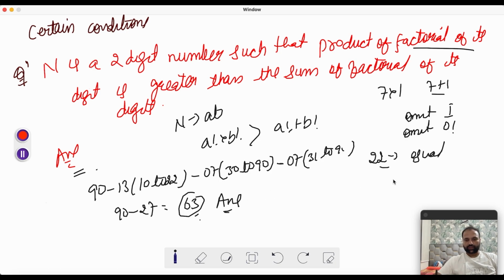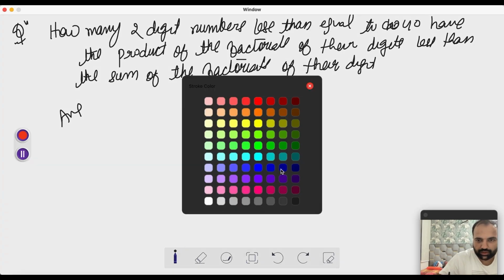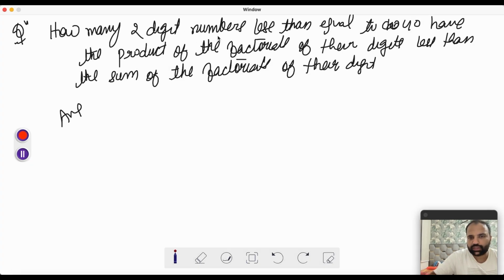Okay, we'll do another question. If you want, you can observe it in the meantime. So you have this question over here. You can read it in the meantime. It says, how many 2-digit numbers less than or equal to 40 have the product of the factorials, a factorial into b factorial, of their digits less than the summation?